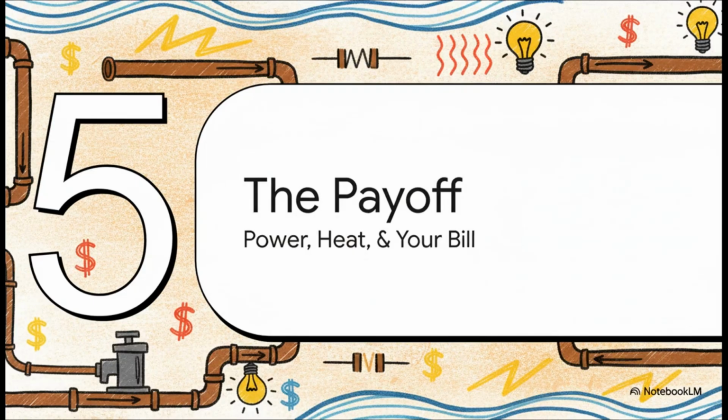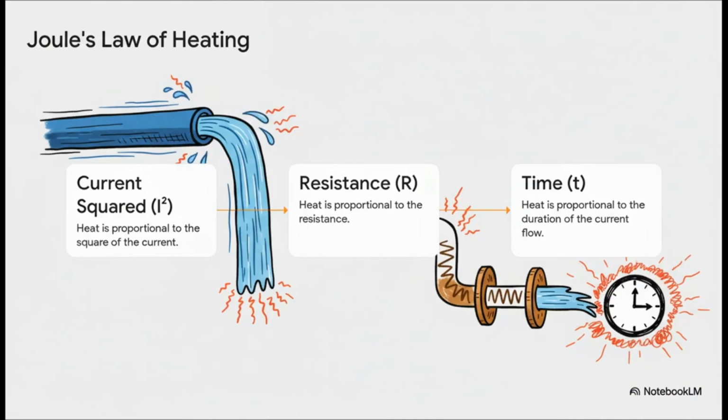So we've gone through all this trouble. Why? What's the point of pushing all these electrons through all these obstacles? Well, the payoff is usable energy, which we experience as power and, very often, as heat. Remember that resistance we talked about? It's not always a bug.